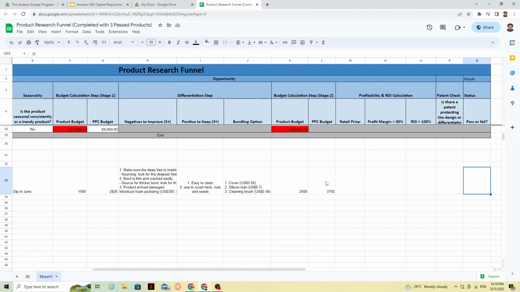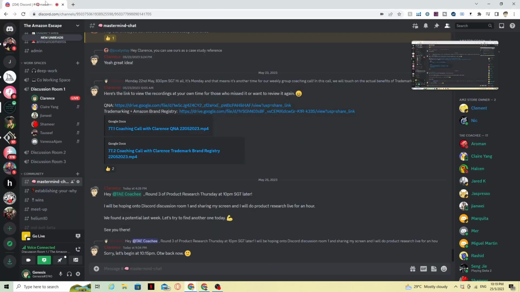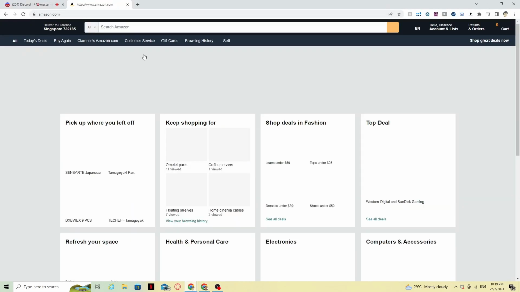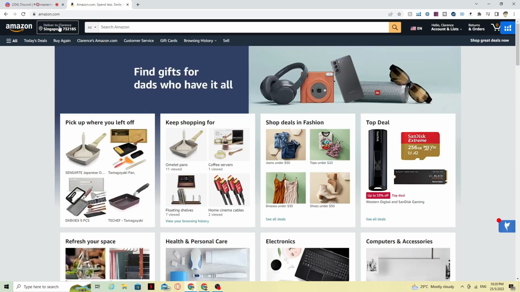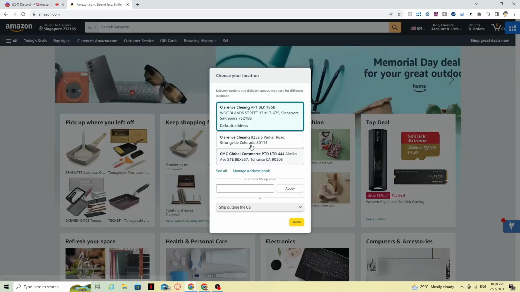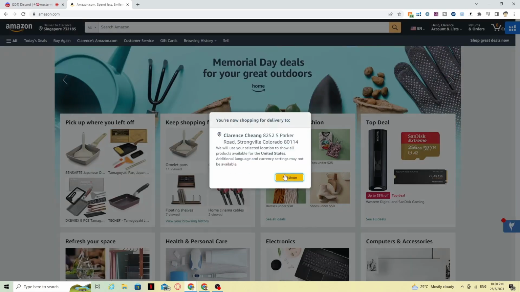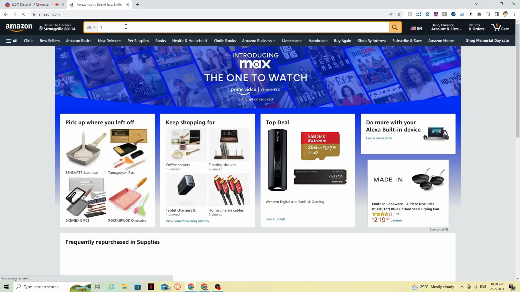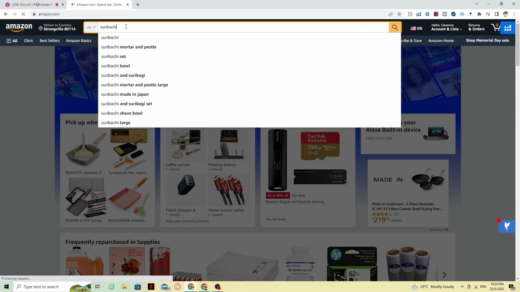So let's look at our retail price. For retail price, I want to have multiple retail prices. One of them is probably the launch price, and the next one, the calculation will be for the final selling price, the desired retail price. So let's find out what that is. Okay, let's go. It was Suribachi, right? So let's take this to US again. Suribachi.